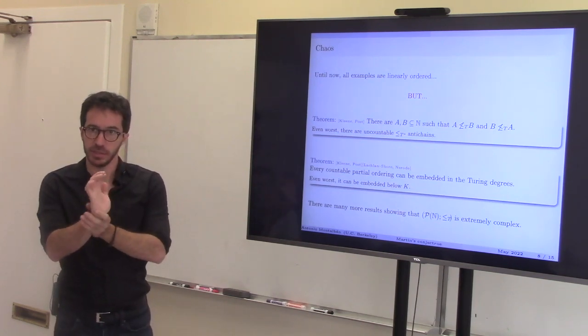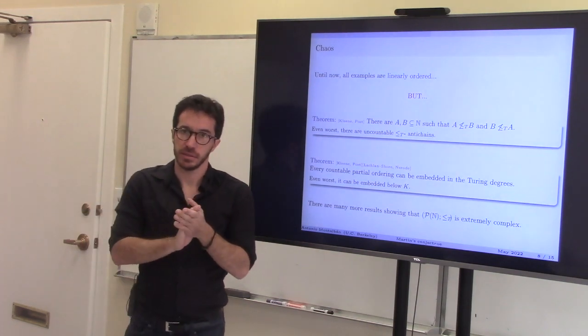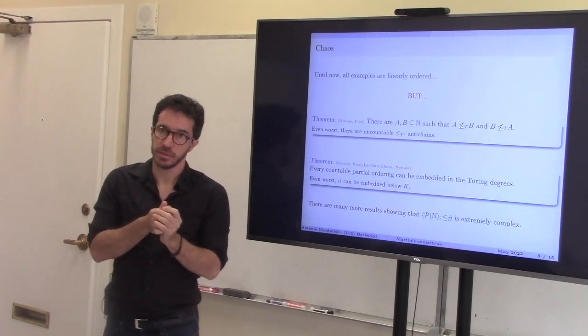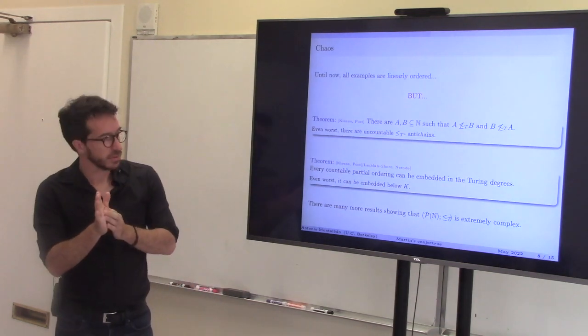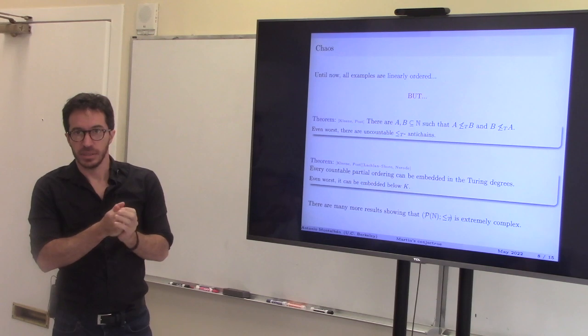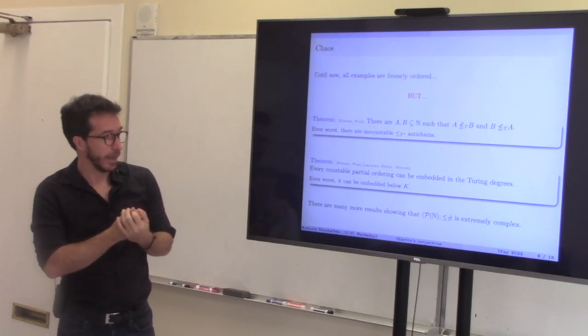Is there some sense of how many different ways any fixed countable partial ordering can be embedded in this? Are they unique in some way? No, they're not unique at all.